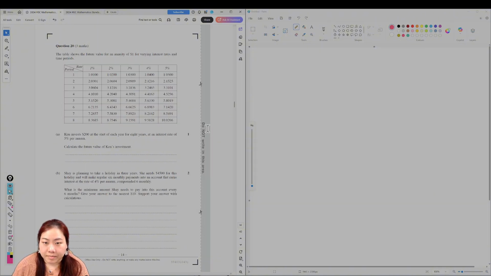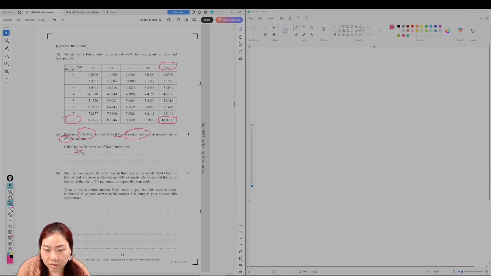Question 20. 3 marks. The table shows the future value of an annuity of $1 for varying interest rates and time periods. Ken invests $200 at the start of each year for 8 years at an interest rate of 5% per annum. Calculate the future value of Ken's investment for 1 mark. Important things are $200 for each year for 8 years, 5% per annum. So we're interested in the 5%. How many periods? 8, because it's every year for 8 years. So we're interested in this number here.